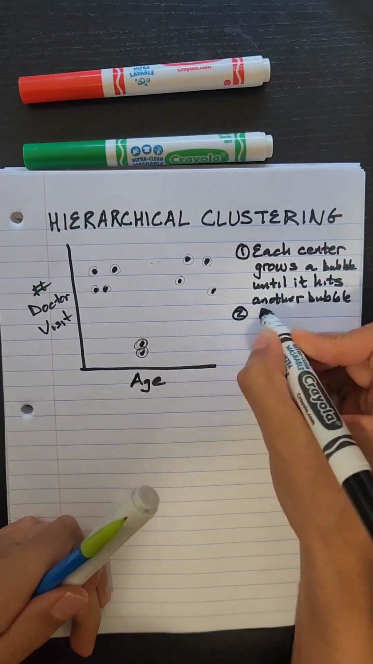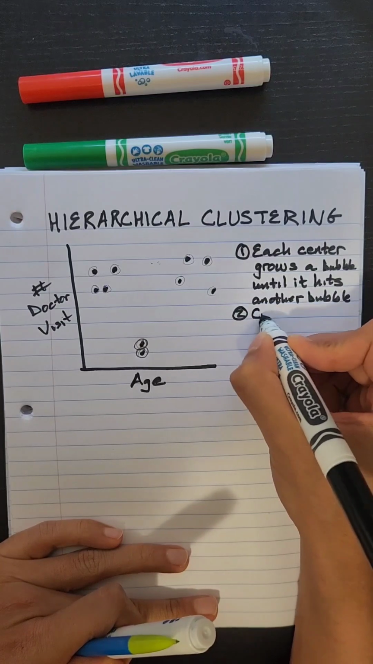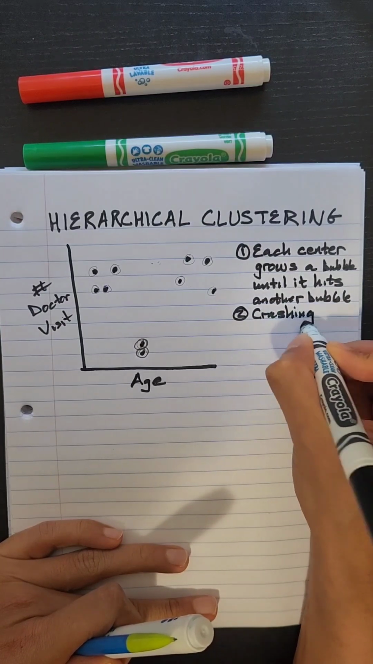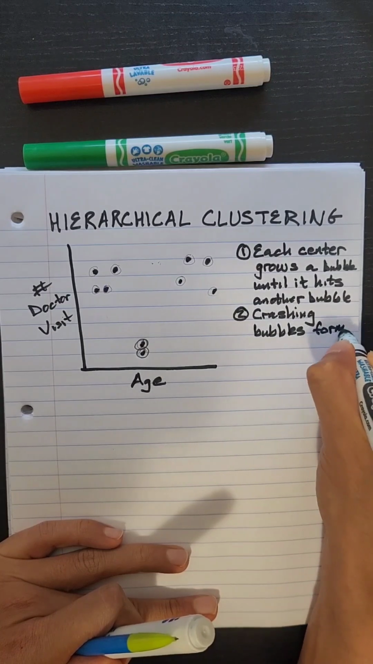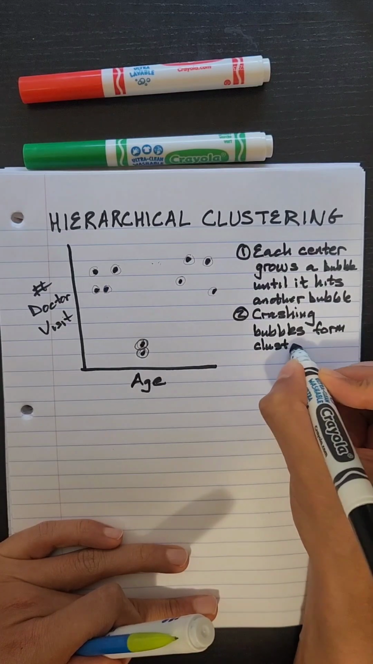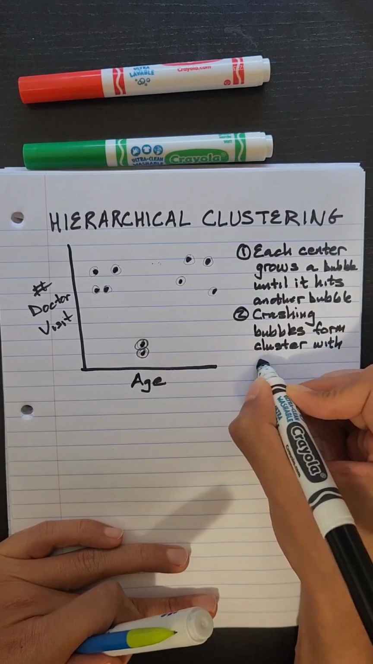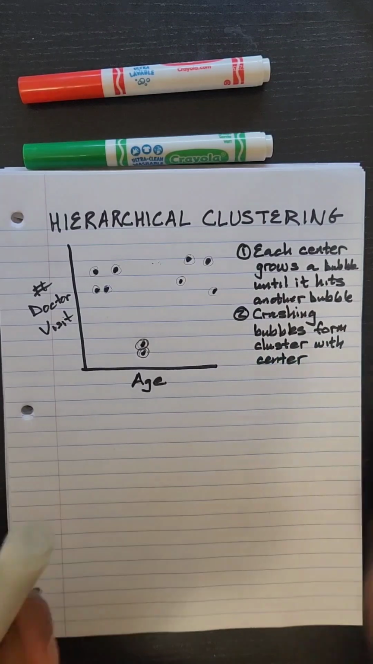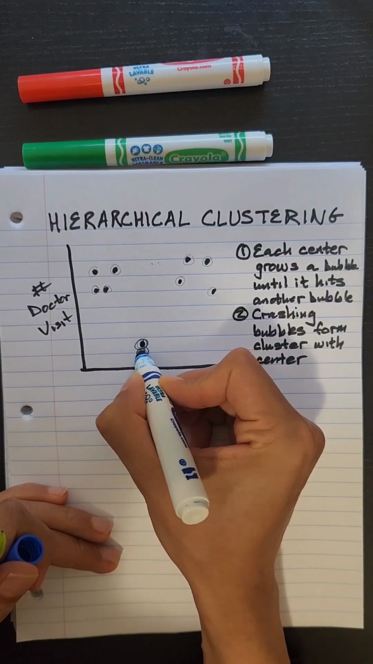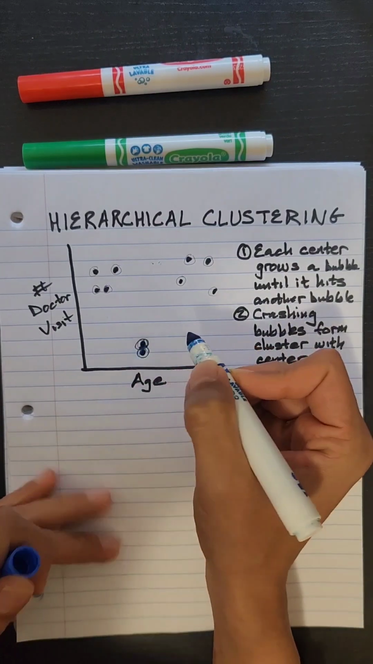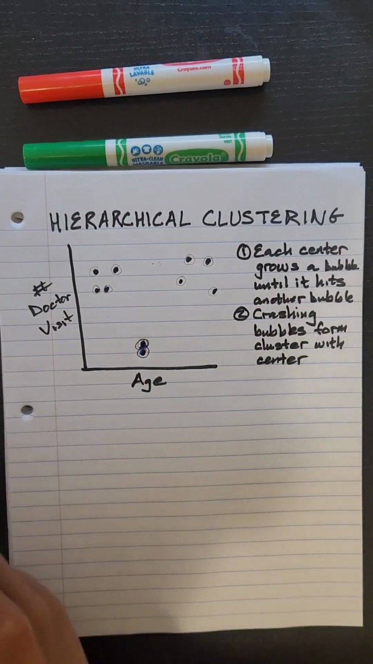And that will be part of step 2. Let's call it crashing bubbles. Form cluster with a new sensor. So these two are going to form a cluster. It's going to be blue cluster, and they're going to have a new sensor. Their new sensor will be right there, the center of those 2 points.